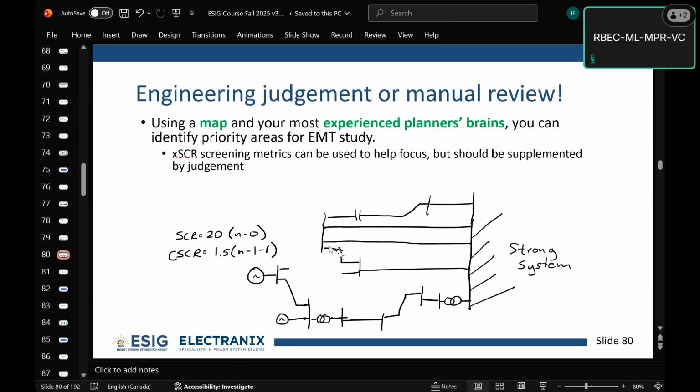Some red flags. Some things that you might automatically say, hey, I need to be really careful and think about an EMT study. One is new or untested technology. And I'm hesitant to put that one on there because everybody's so afraid of grid forming right now.